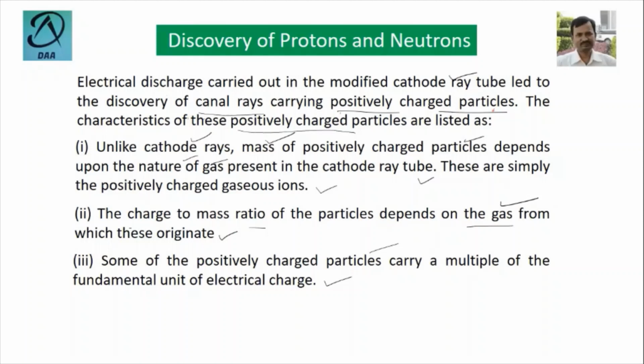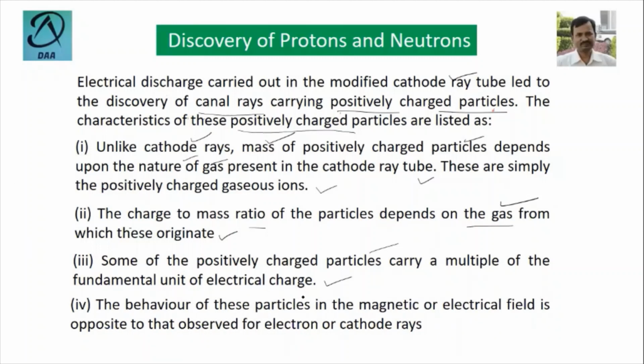When the positively charged particle flows through the cathode ray tube, it is called canal rays. The behavior of these particles in magnetic and electric fields is opposite to that observed for the electron and cathode rays. We know that cathode rays are nothing but electrons, which are negatively charged. In this case, it is a positive charge, so in magnetic and electric fields it will behave just oppositely because the charge is different.